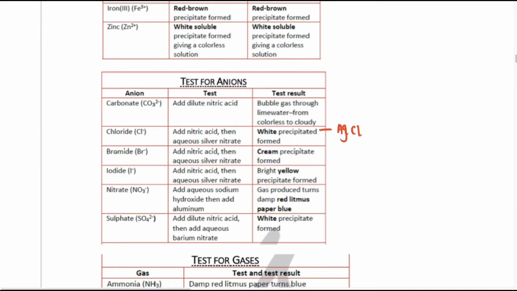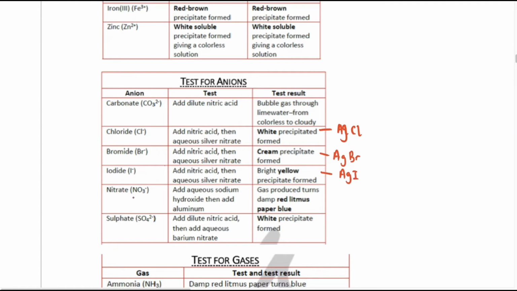Okay, so bromide. Add nitric acid, then aqueous silver nitrate. So it seems like this is the same test as the previous one. Yes, it's true for these three halides. These are the group 7 halides that do the same test. So we have silver chloride, which is white, silver bromide, which is a cream precipitate, like vanilla ice cream color. Yellow precipitate is silver iodide.